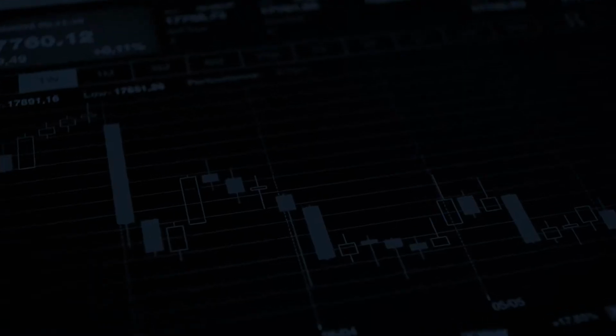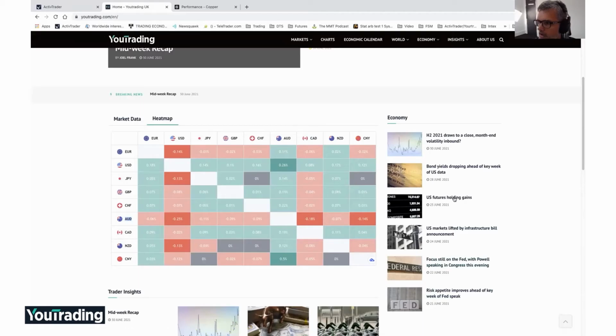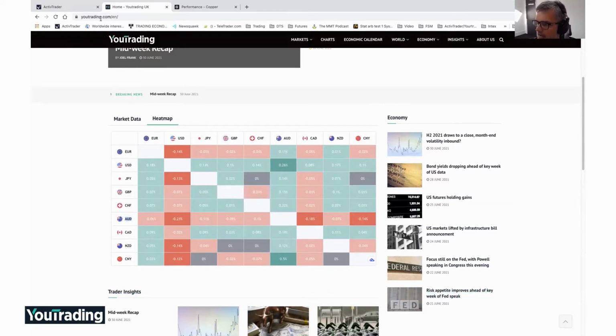And today I'm going to be talking about the Australian dollar versus the US dollar. First of all, I want to start on the YouTrading.com website. And you can see here we have the currency heat map. The US dollar is green against all of the other currency pairs here. And then if you go to the Australian dollar, it is bearish and red against all the other currency pairs.